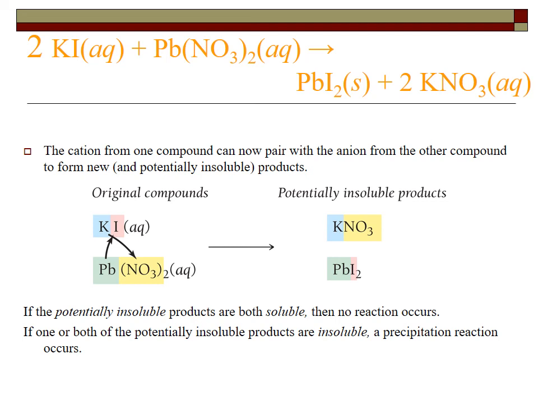lead nitrate. On the right-hand side of the equation, I'm predicting that potassium nitrate will be together and lead iodine. Now what I can do is go back to my solubility chart and look up potassium nitrate and lead iodine to see whether they dissolve in water or not.